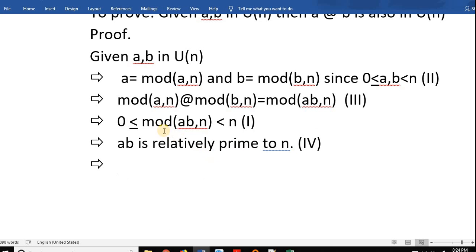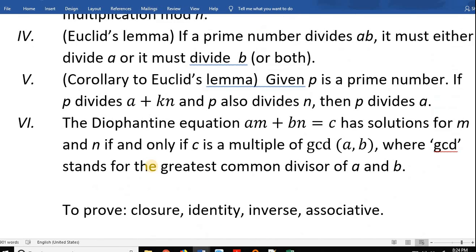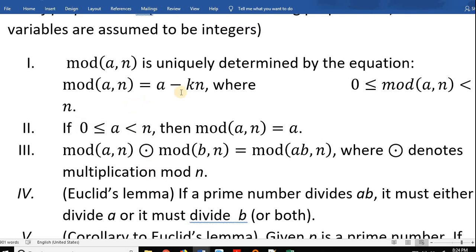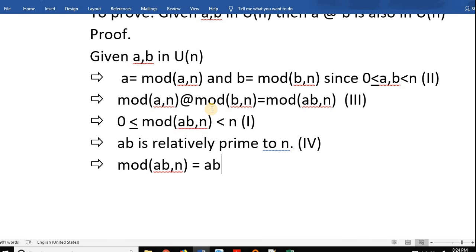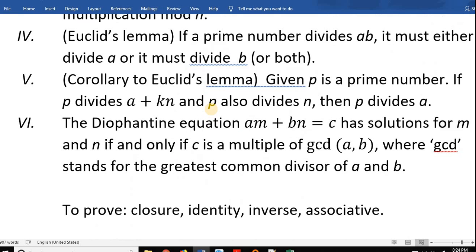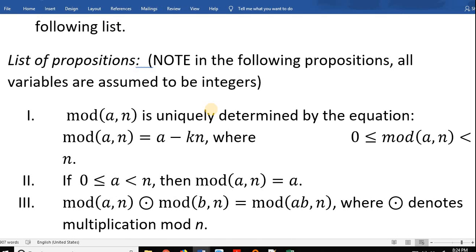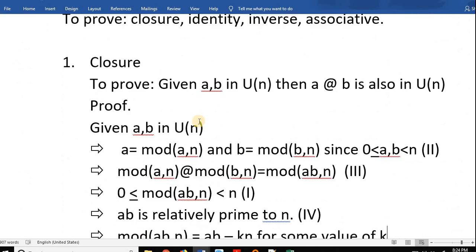But I have not quite done. I need that this number, mod ABN, is relatively prime to n. Well, how can we get it that mod ABN equals AB minus Kn for some value of k? Right. So that's what I can say here. And that's also 1.